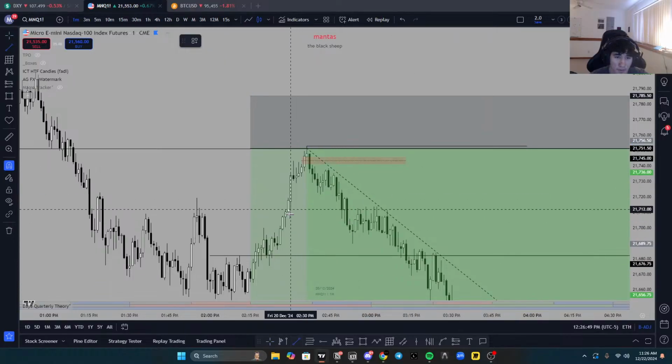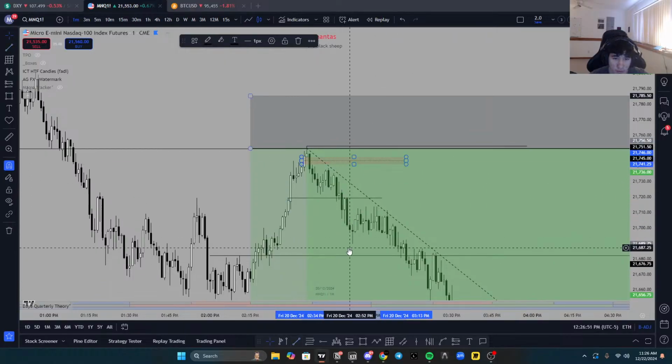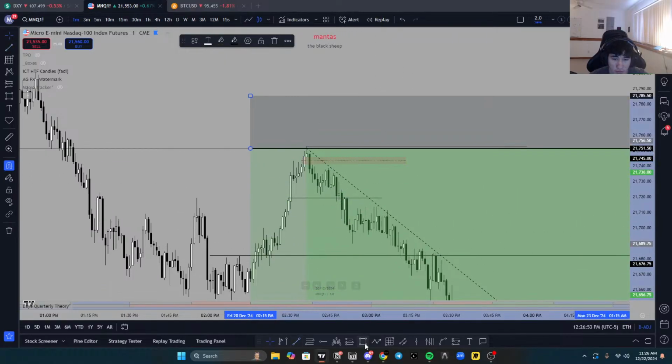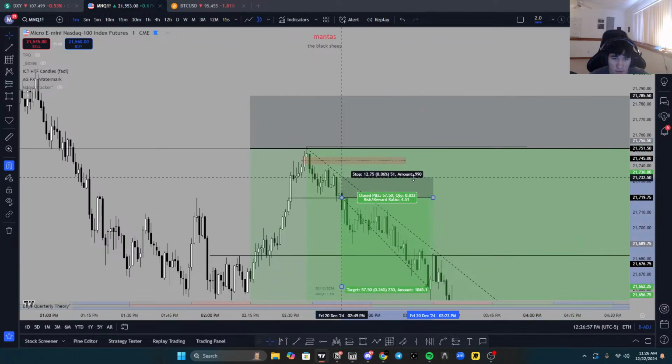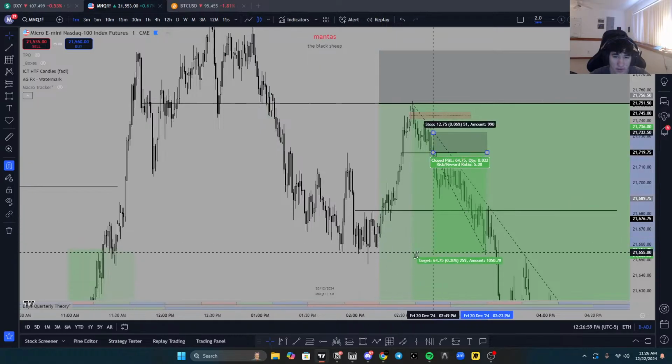And we have this high probability inversion right here. As you can see, we close below right here. You can see we close below, we retrace into it, we tap into it. This would have been my short entry right here. Stop loss right above here, targeting this low that we made.